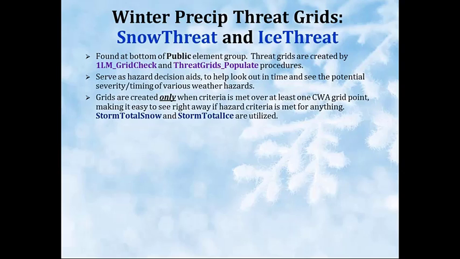And the grids in this case are created only if there's criteria met over at least one CWA grid point, making it easy right away to see if that hazard criteria is met for anything. And in this case, we're going to use storm total snow and storm total ice because the snow duration might last more than 6 or 12 hours. So we can't just look at the 6-hourly snow amount grids. You've got to look at storm total here.